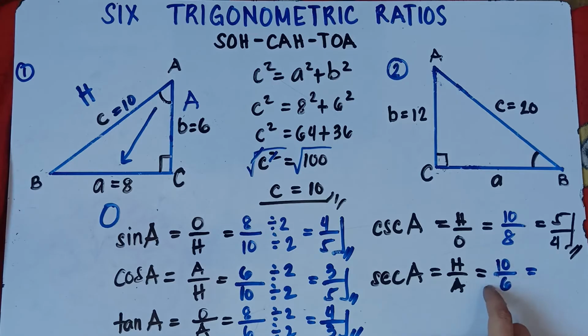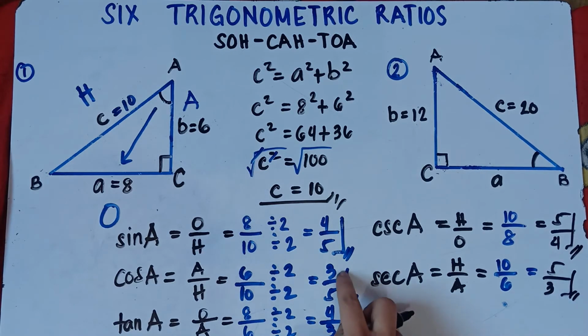The GCF of 10 and 6, that is 2. 10 divided by 2, that is 5. 6 divided by 2, that is 3. That's the answer for secant, class. Or just get the reciprocal of cosine. You will have the same answer.